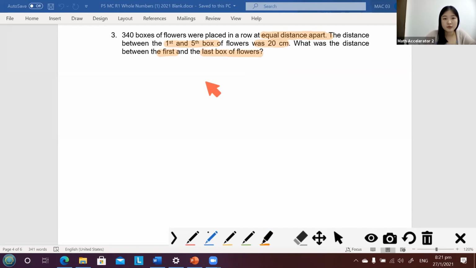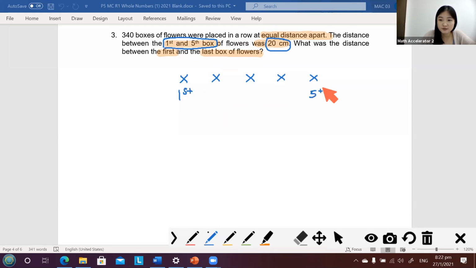First of all, let's look at this information they gave us. 1, 2, 3, 4, 5. Let's represent the boxes of flowers with crosses. So this is the first, and this is the 5th. These are your boxes of flowers. Between them is 20 cm. So draw this mini diagram to help yourself.